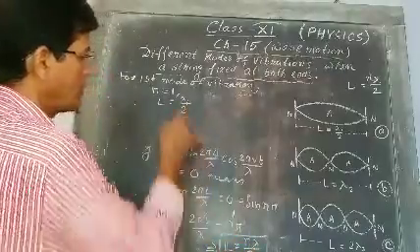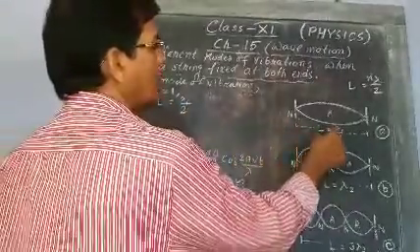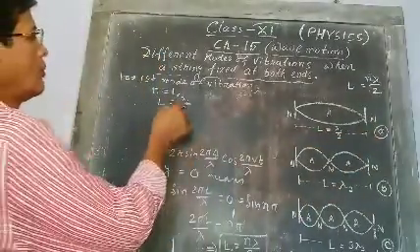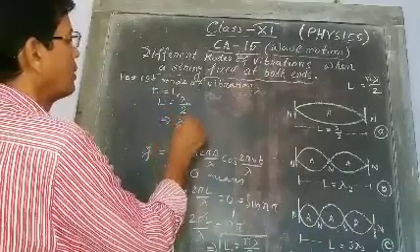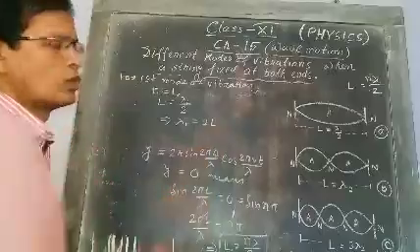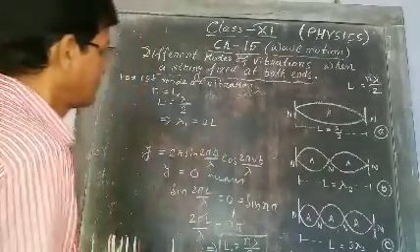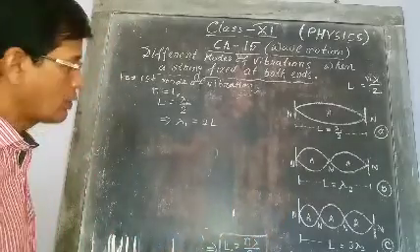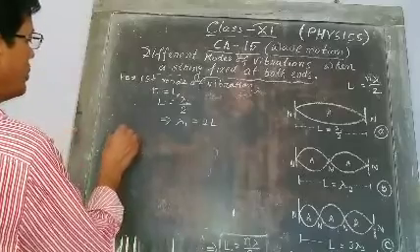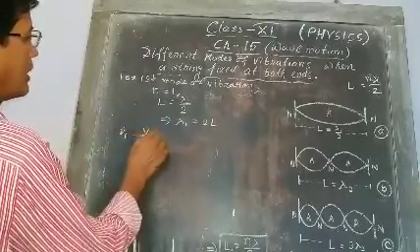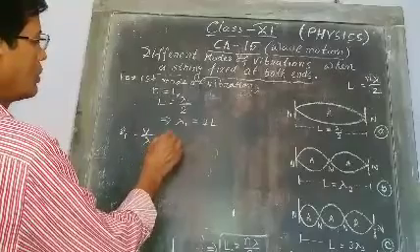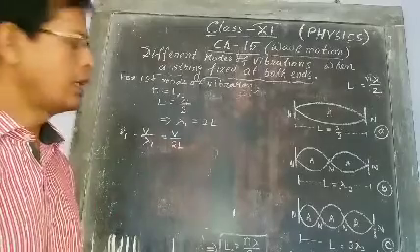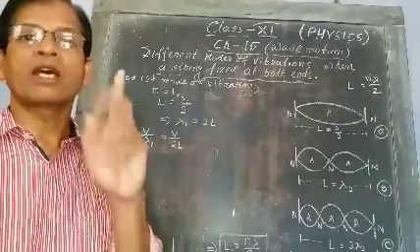1 into lambda 1 by 2 means lambda 1 by 2. Here you see L equal to lambda 1 by 2. This is the figure for the first mode of vibration. From here we get lambda 1 equal to 2L. So what will be the frequency? Frequency nu 1 equal to V by lambda 1, so V by 2L. This is the fundamental frequency or first harmonic.